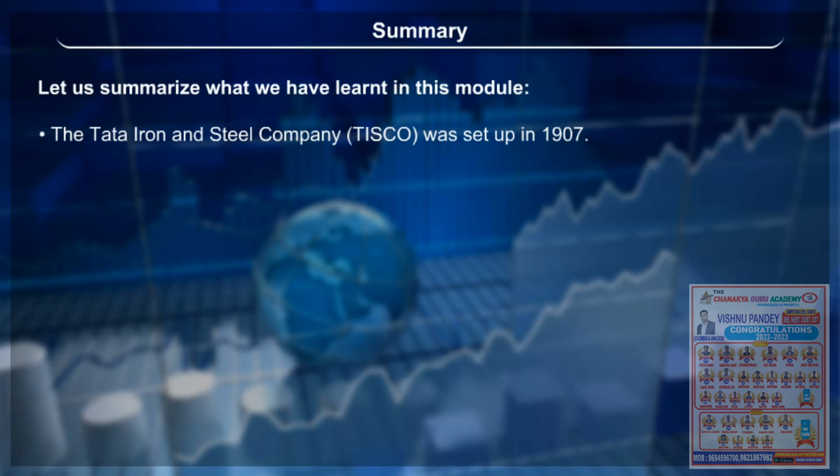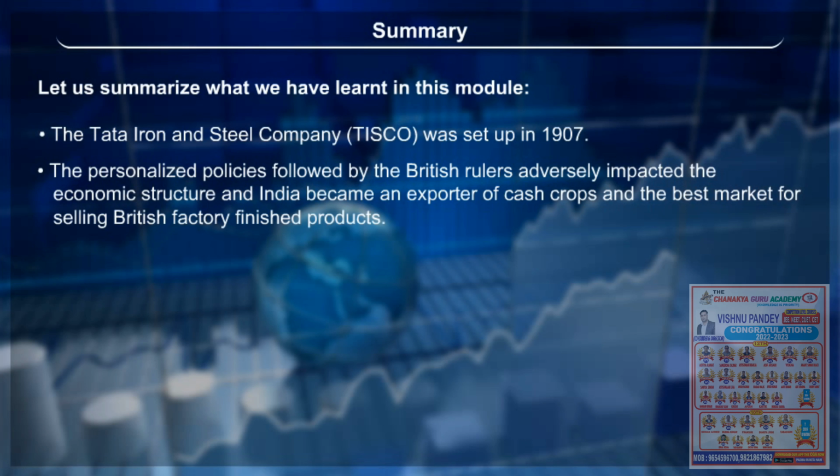The Tata Iron and Steel Company, TISCO, was set up in 1907. The discriminatory policies followed by the British rulers adversely impacted the economic structure, and India became an exporter of cash crops and the best market for selling British factory finished products.